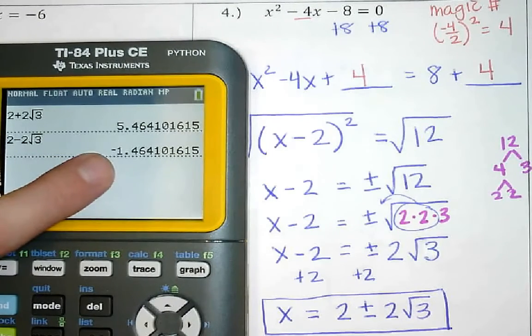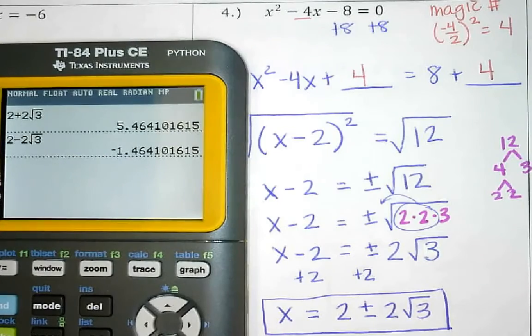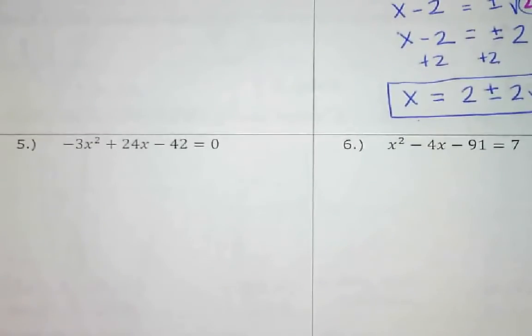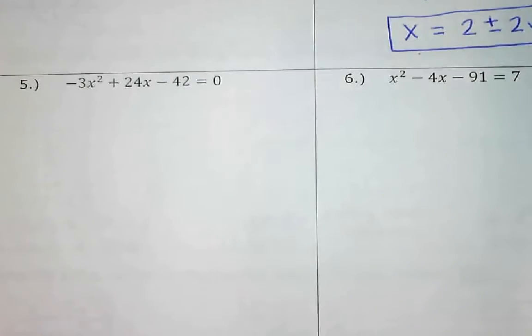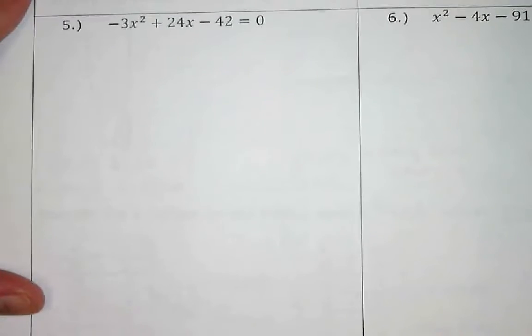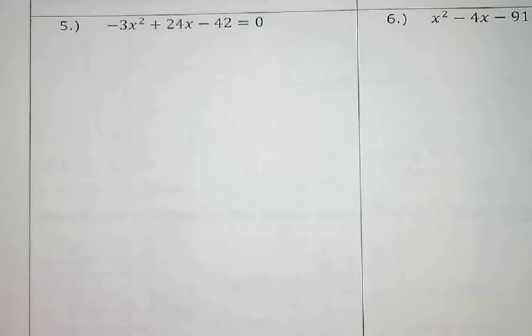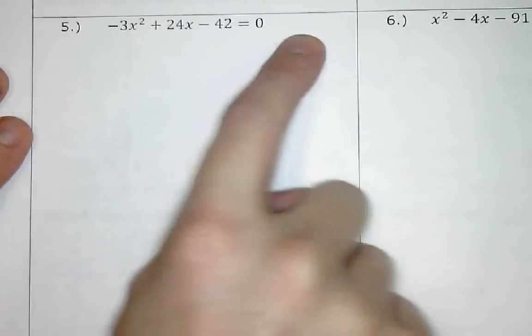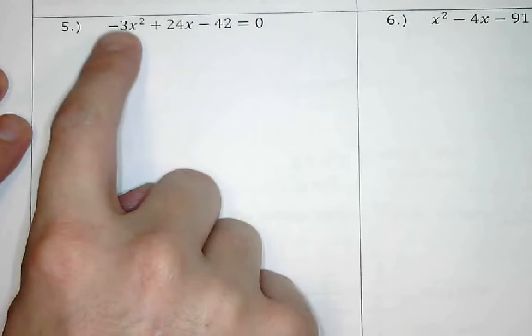All right? So I'm going to do one more with you guys right now, and then I'm going to give you guys a chance to do this here. All right? So I'm going to do number 5 with you guys. So for number 5, we have a problem. What is wrong with this first term here, this negative 3x squared?